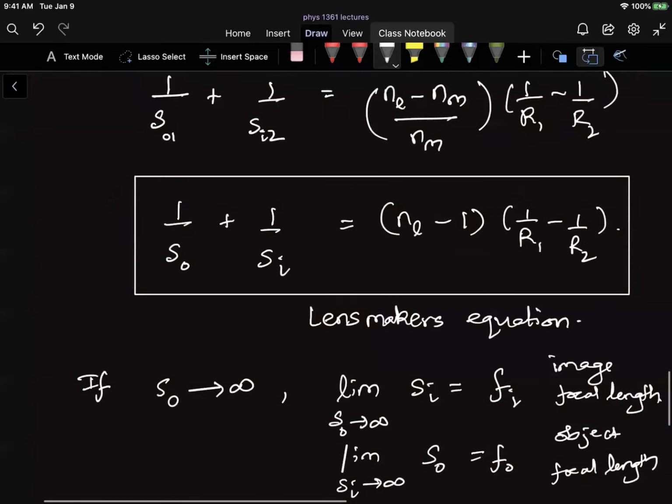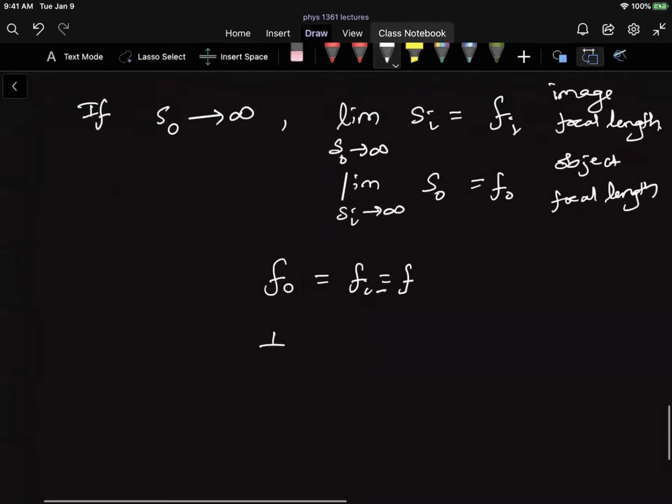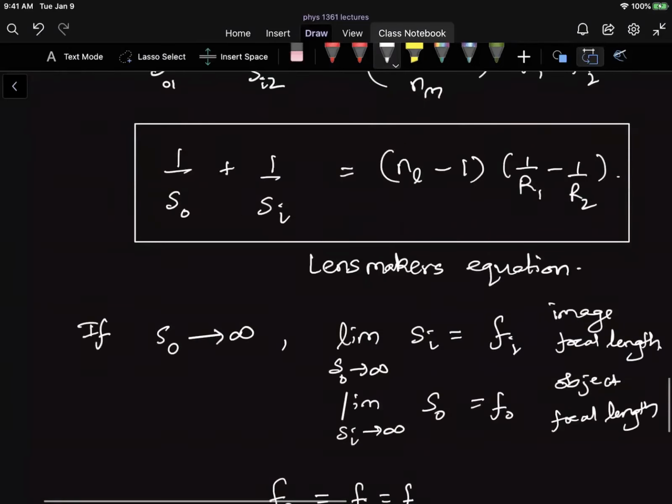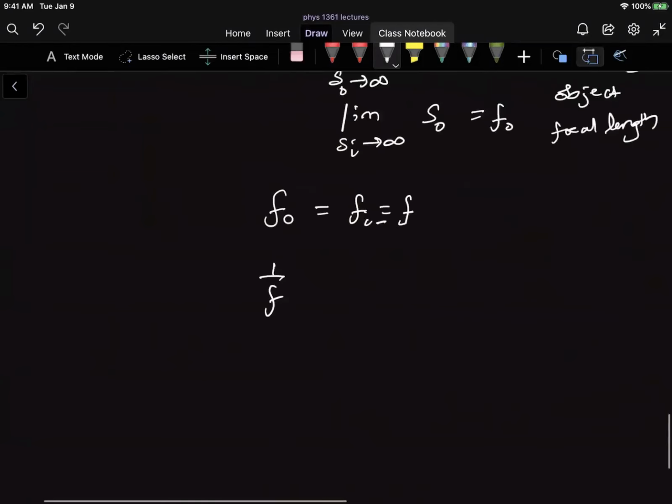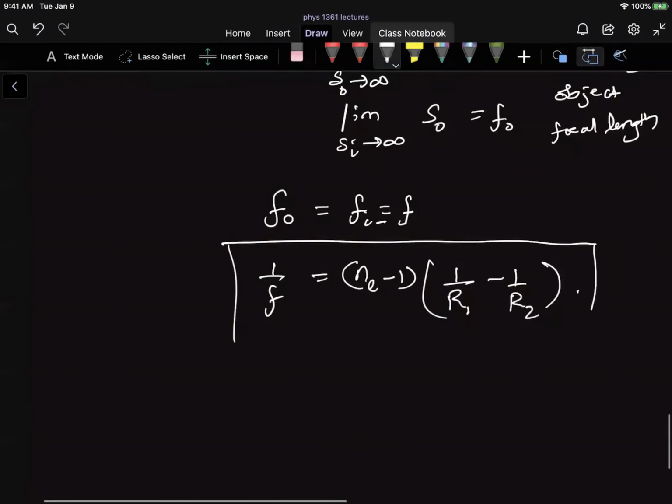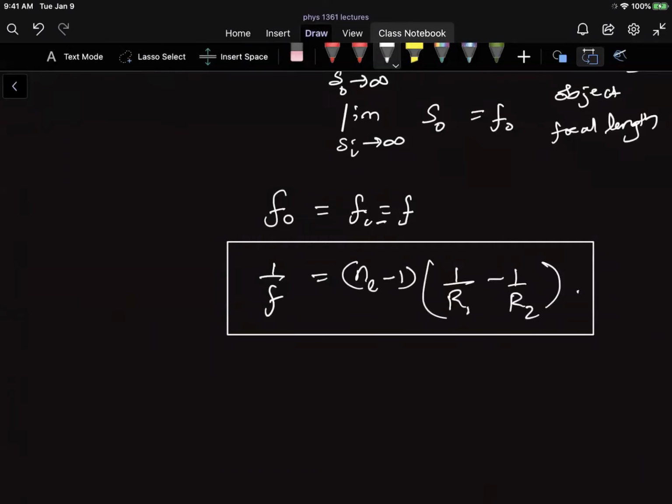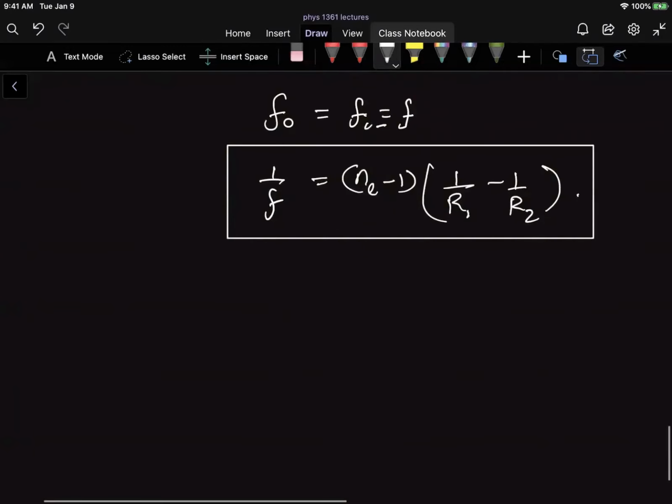And from this above equation, we're going to equate that to 1 over F. Remember, if I set 1 over S_I to 0, which means S_I goes to infinity, then 1 over S_O equals some quantity on the right-hand side, which I'm going to call 1 over F. So 1 over F is N_L minus 1 times 1 over R1 minus 1 over R2. Okay, so this is very important. This is the governing equation for a lens given its index and its radii of curvature, and it tells us the focal length of that particular lens.